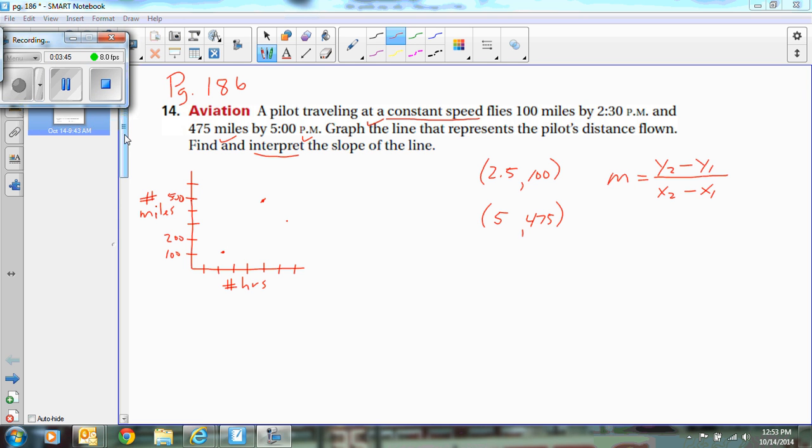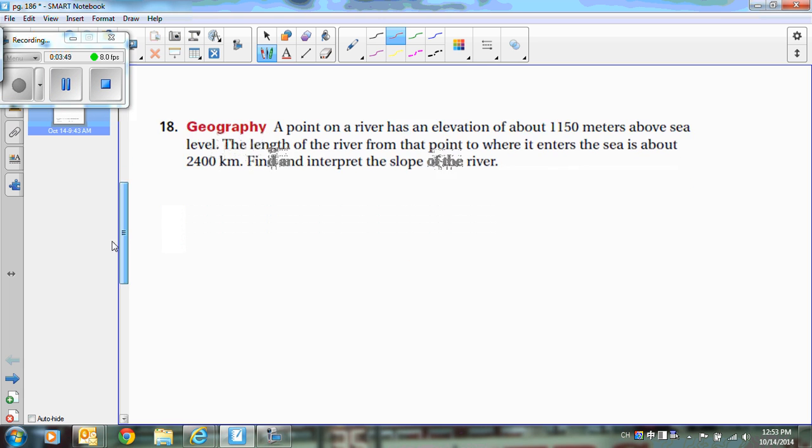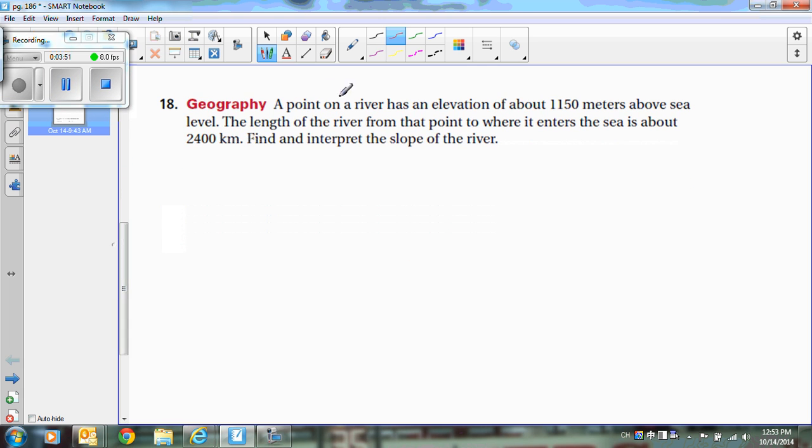All right, let's move on to number 18. I always get a lot of questions about this problem. Number 18 says a point on a river has an elevation of about 1,150 meters above sea level. The length of the river from that point to where it enters the sea is about 2,400 kilometers. Find and interpret the slope of the river.